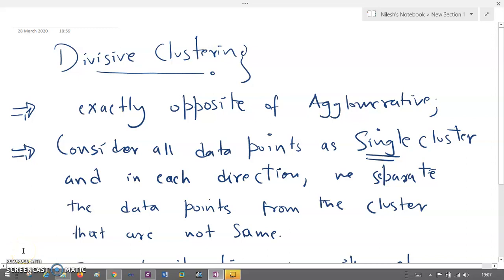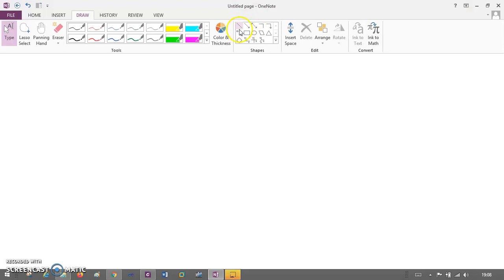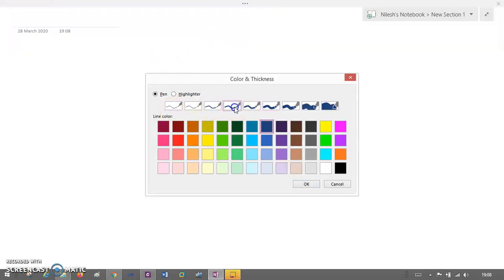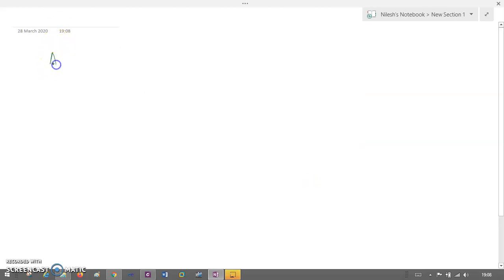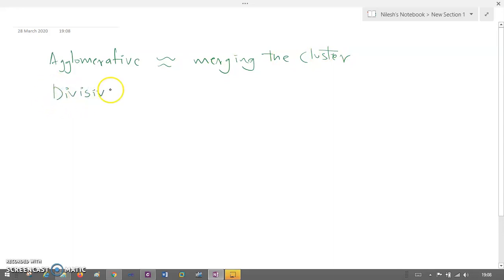So you had seen hierarchical clustering algorithms, agglomerative and divisive. The agglomerative is to merge the clusters, and divisive is for dividing the clusters, right? Let me put that in this way: agglomerative is basically for merging the clusters, and divisive is basically for dividing the cluster.